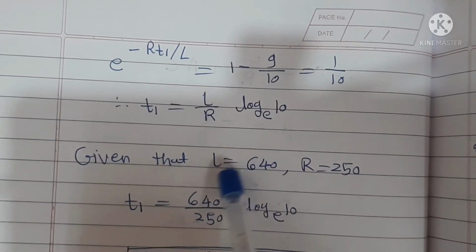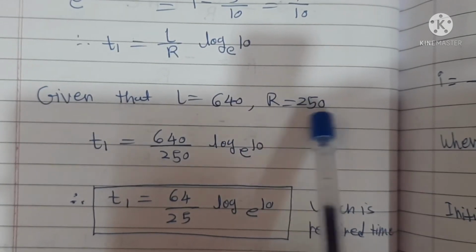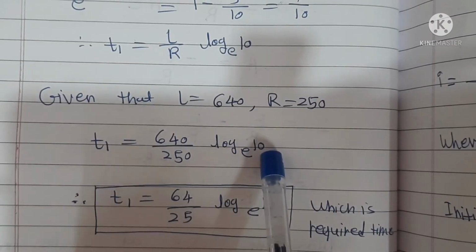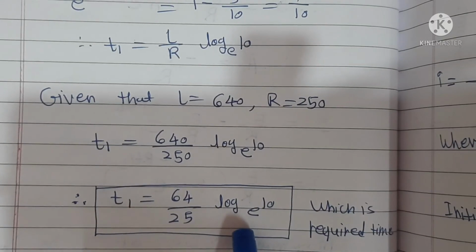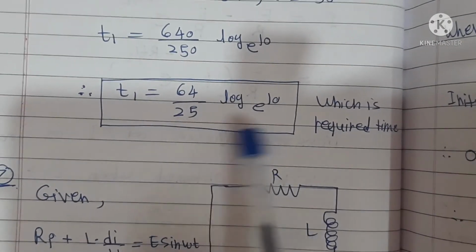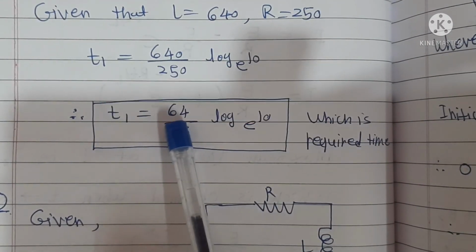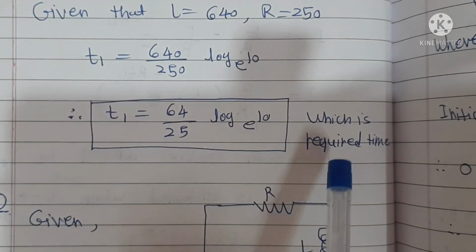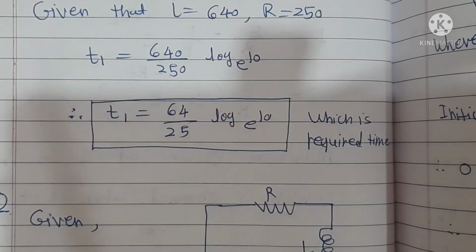Now it is given that the value of L is equal to 640 and the value of R is equal to 250. Therefore t1 is equal to 640 upon 250 log of 10 to the base e. Therefore t1 is equal to 64 upon 25 log of 10 to the base e, which is the required time. What is the required time? t1 is equal to 64 upon 25 log of 10 to the base e. This is the required time for which the maximum current is reached in the circuit.